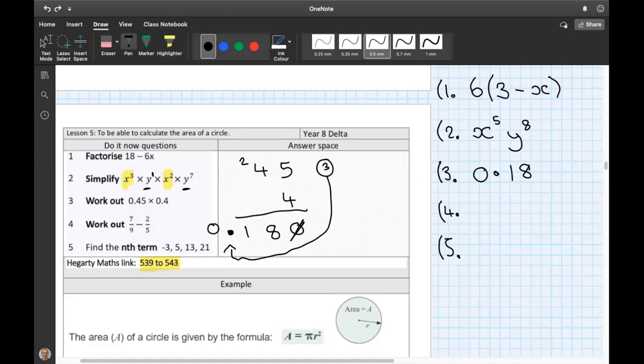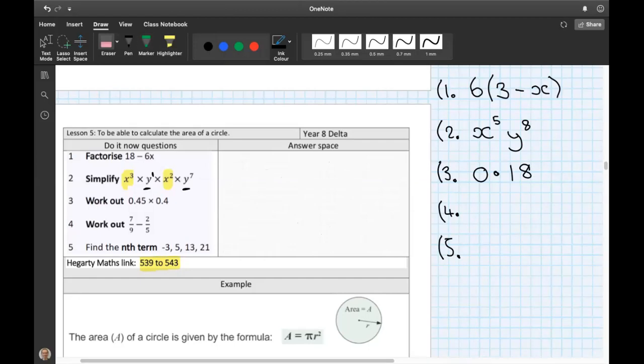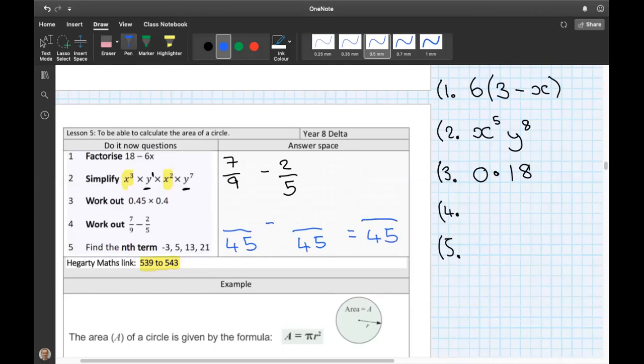Okay. Number 4, we're subtracting fractions. Now, whenever you're adding or subtracting fractions, what you want to do first is find a common denominator. So we've got 7/9, subtract 2/5. Our common denominator, we're going to get by multiplying our denominators together. 9 multiplied by 5 gives you 45. So we're going to have that the same throughout our calculation.